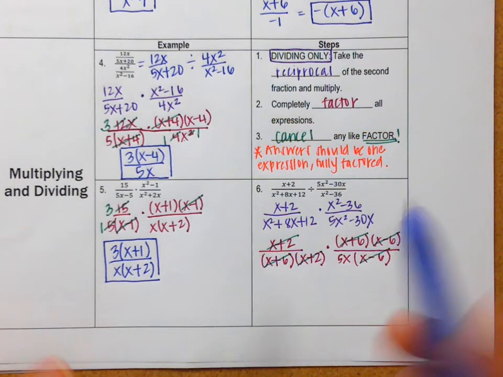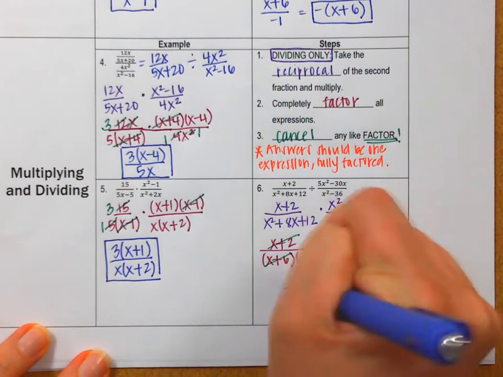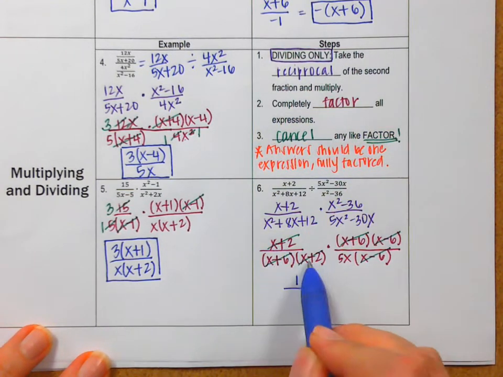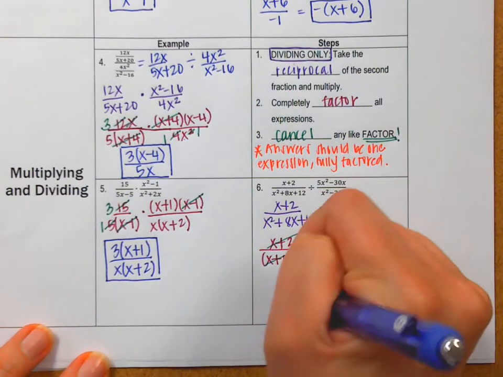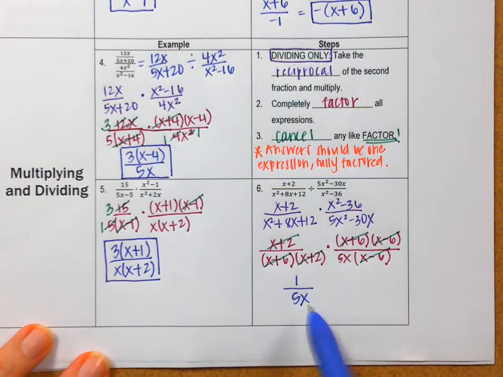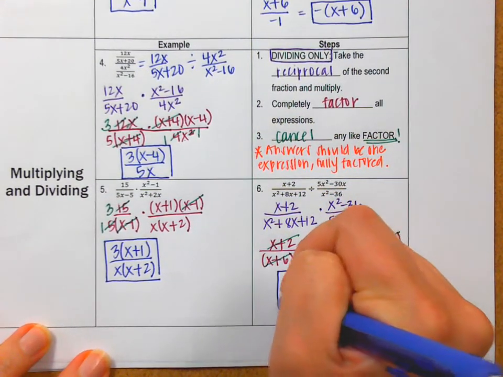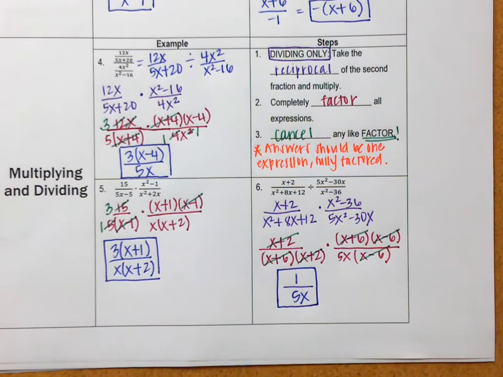So I'm looking, what's left on top? Well, nothing's left on top. So when nothing is left on top, what number can we always still put there? 1. And then that's gone, that's gone, that's gone. The only thing that's left is 5x. So this entire problem turned into 1 over 5x. And that is it.